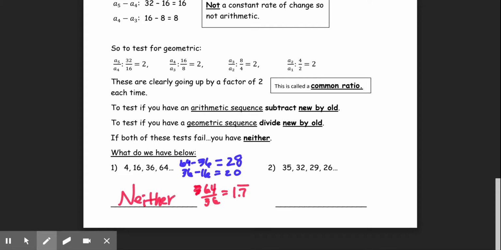All right, let's take a look at problem 2. So what we can do, if we go up here and read what it says right here, arithmetic, subtract new by old. So your new one is 26 minus 29, that gives us negative 3. And then 29 minus 32, that's negative 3. And then 32 minus 35, that gives us negative 3. So this is arithmetic. That's it.